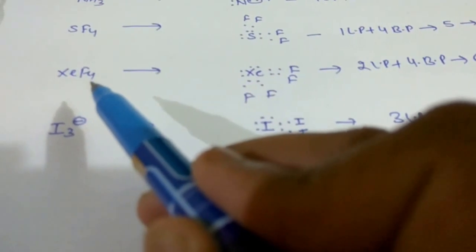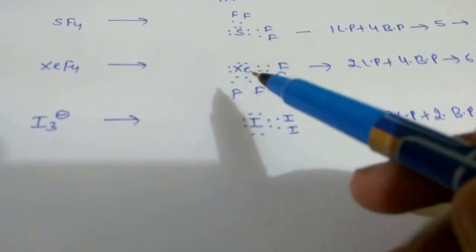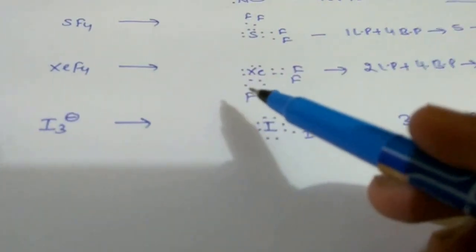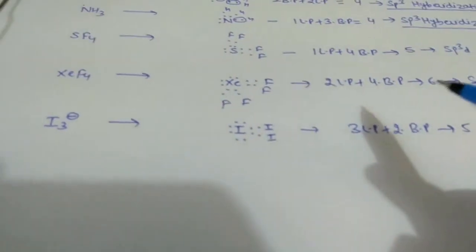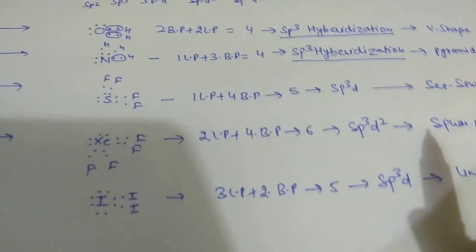Similarly, we can discuss xenon tetrafluoride. Xenon, being a noble gas, contains how many electrons? It contains 8 electrons. Fluorine makes how many bonds? It makes 4 bonds, so there are 2 lone pairs and 4 bond pairs, which corresponds to 6, sp3d2 hybridization, with 2 lone pairs, so it should be square planar.